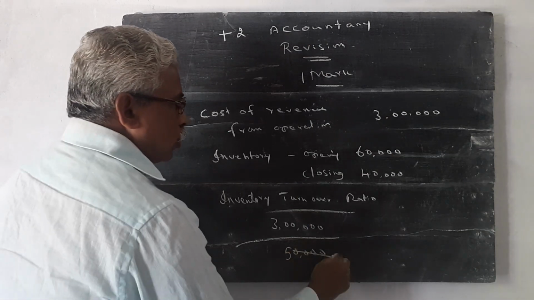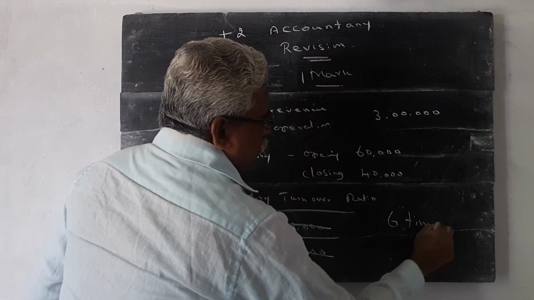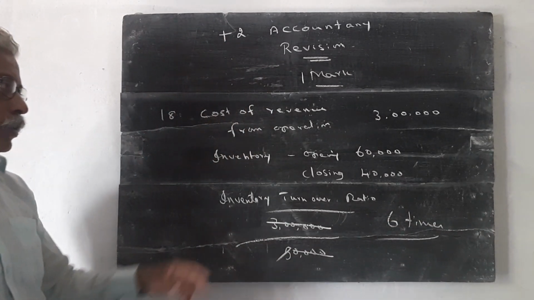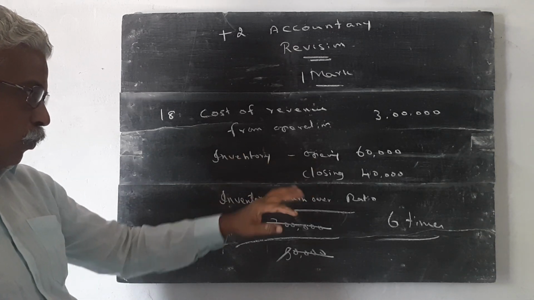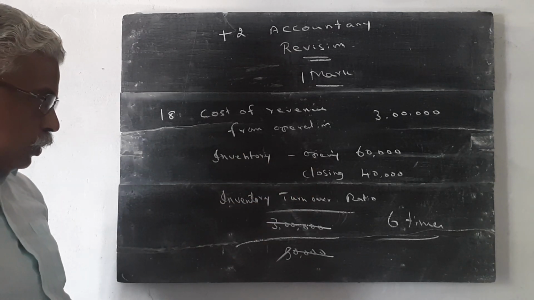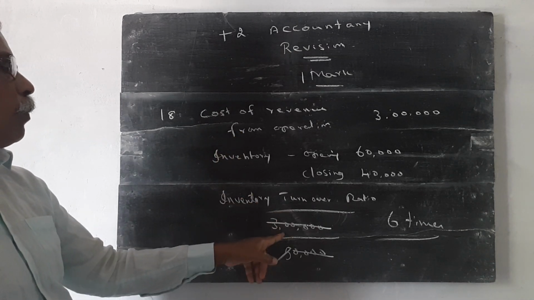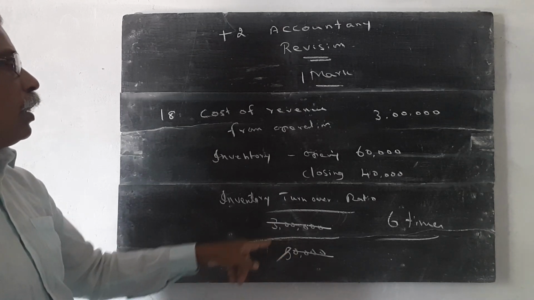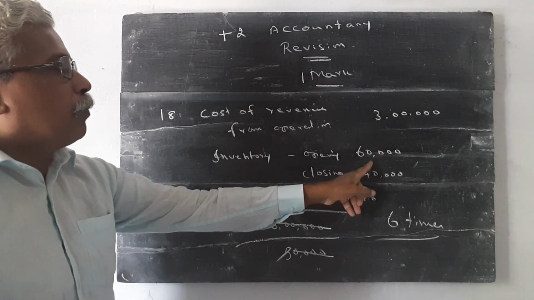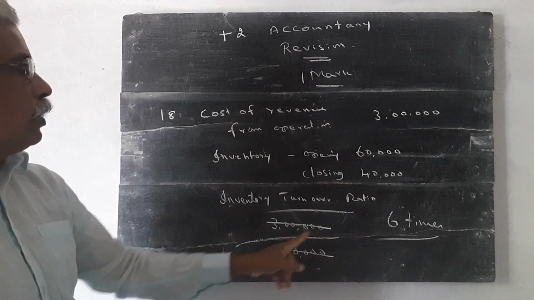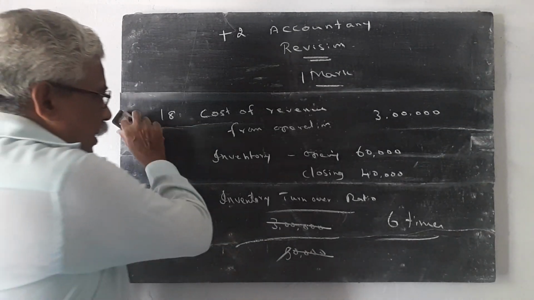So we can cut 4 zeros. 6 5s are 30. 6 times is the answer. Cost of revenue from operation 3 lakhs, opening inventory 60,000, closing inventory 40,000. Inventory turnover ratio is equal to cost of revenue from operation divided by average inventory, which is 3 lakhs divided by 50,000. So we get 6 times as the answer. Then question number 19.